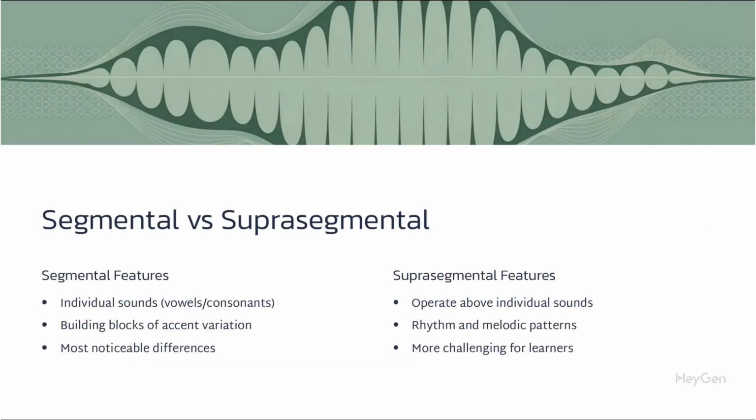Accent differences operate on two levels. First, we have segmental features. These are the individual sounds, the vowels and consonants that form the building blocks of accent variation. These create the most noticeable differences between varieties. But equally important are suprasegmental features, elements that operate above individual sounds. These include rhythm, stress patterns, and melodic patterns. Interestingly, suprasegmental features are often more challenging for learners to master because they operate at an unconscious level, yet they're crucial for natural sounding speech.